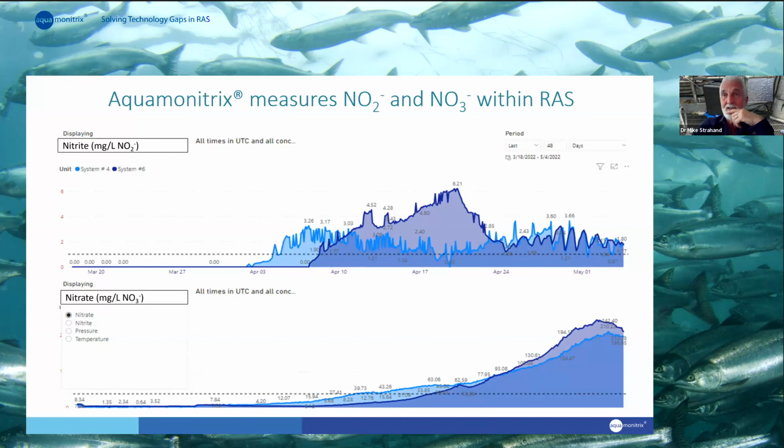And you can then see that once they've done the intervention, if you look at the right-hand side of the top graph, the nitrite peaks actually follow each other. So they're following the same cycle, and both of the tanks are now performing optimally, which was the purpose. So hopefully that answers the question.